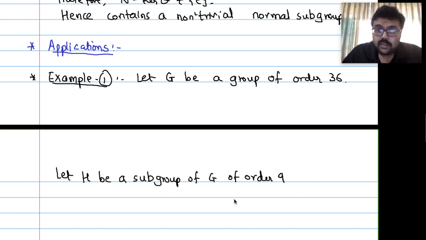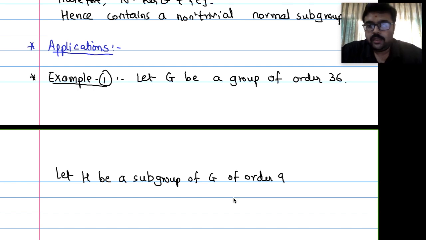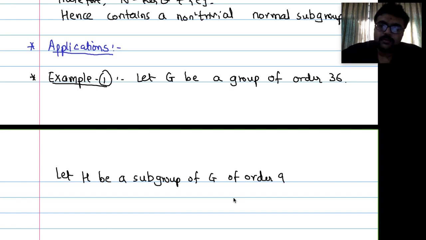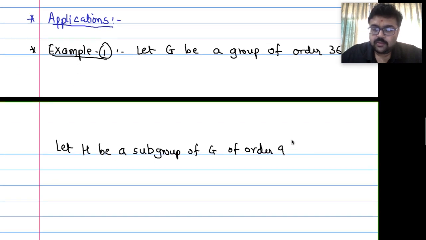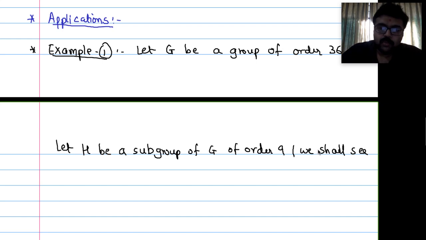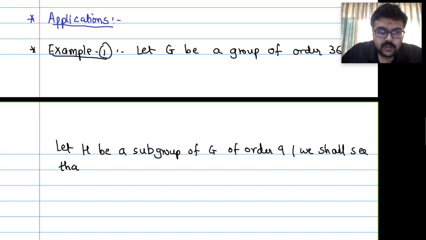Now the question is whether such a subgroup exists or not. A group of order 36, will it always have a subgroup of order 9? Is it true or not? It is true in general, which we shall prove later. So we don't bother right now. Assume that H is a subgroup of G of order 9. We shall see that it is always the case.